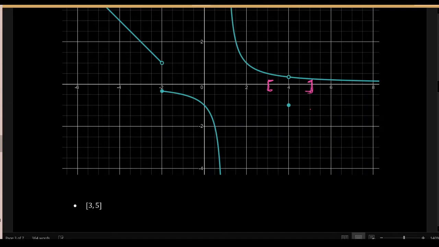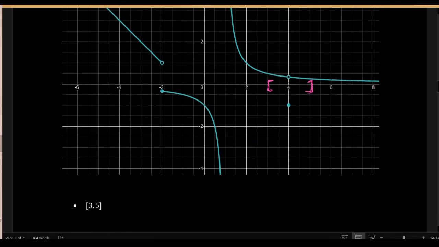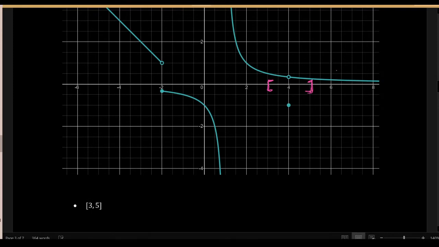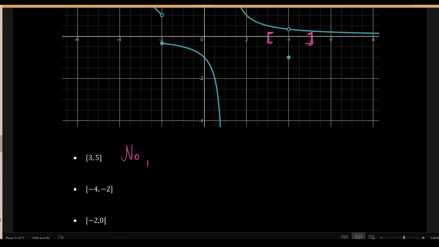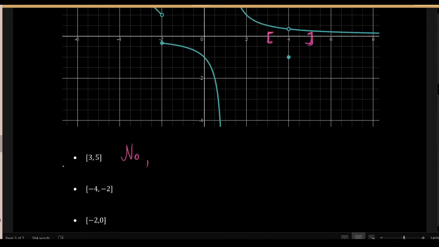Now let's consider the definition of continuity on a closed interval. One of the requirements was that the function had to be continuous at every point strictly between the two endpoints. But the problem is that directly in between 3 and 5, we have this discontinuity at 4. So our function is not continuous on the closed interval from 3 to 5 because there is a discontinuity directly in between our endpoints.